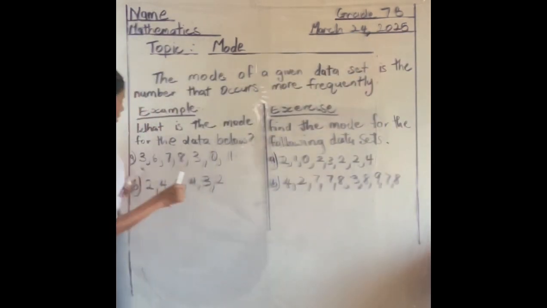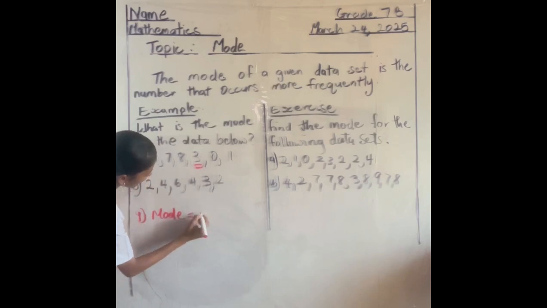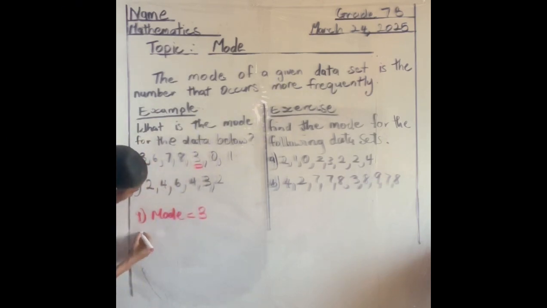If we're looking at this data, we have 3, 6, 7, 8, 3, 0, 1. In this case, we notice that 3 occurs more than one time, right? So the mode of A is 3. Now, B. When we look at it, we notice we have 2, 4, 6, 4, 3, 2.